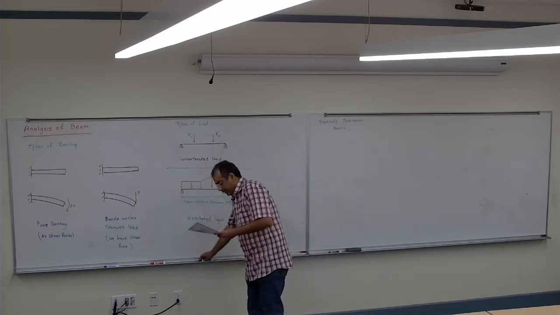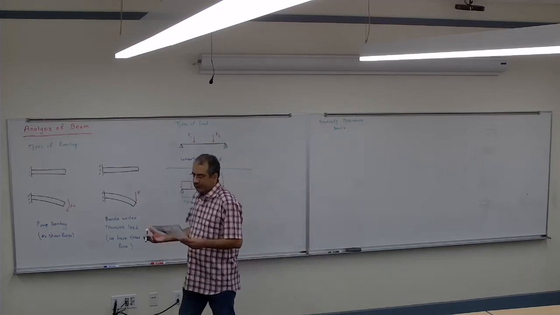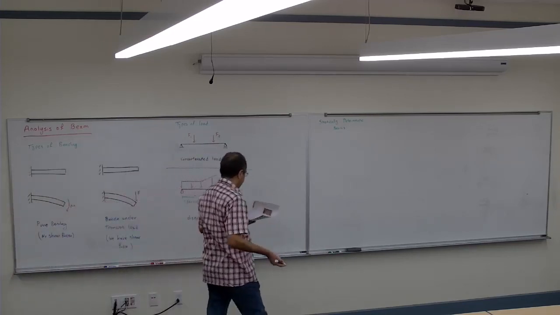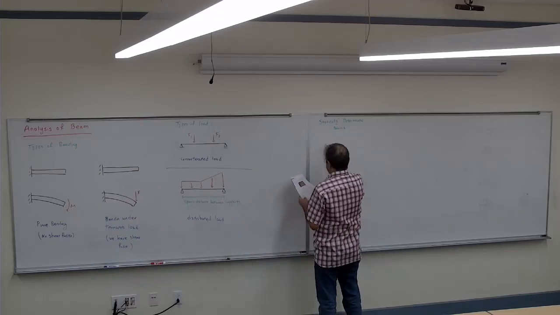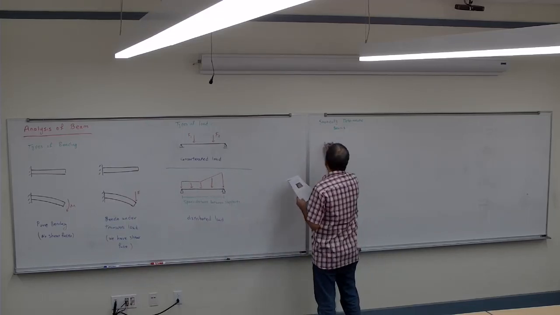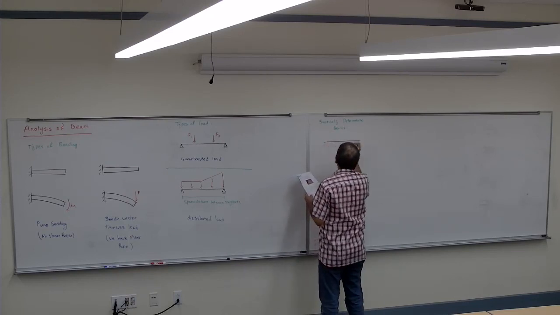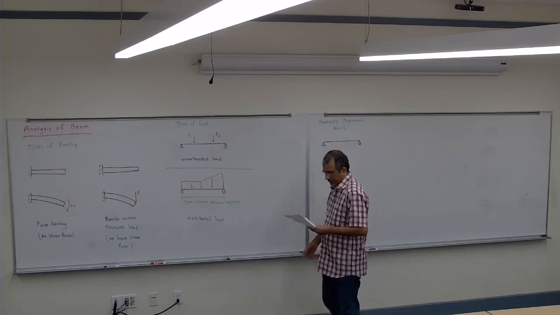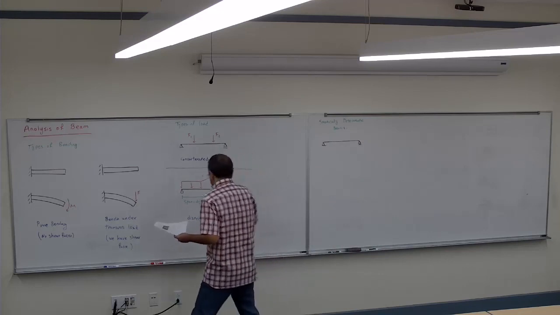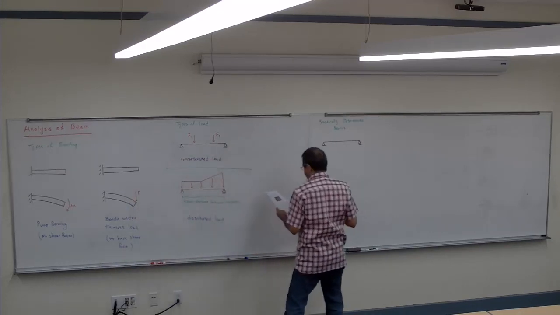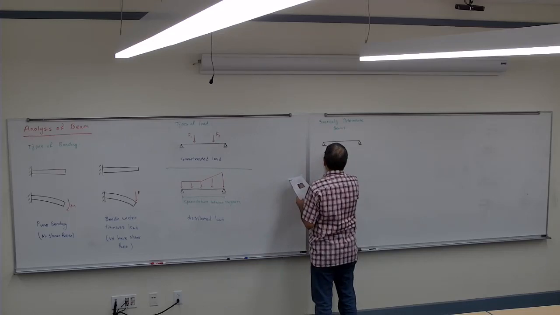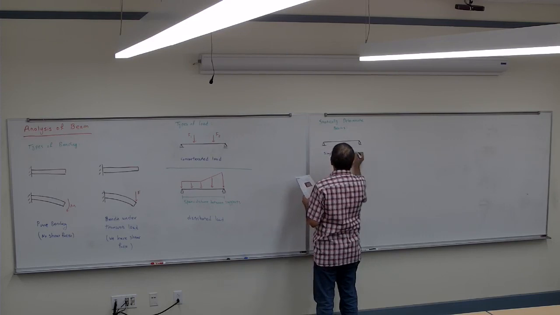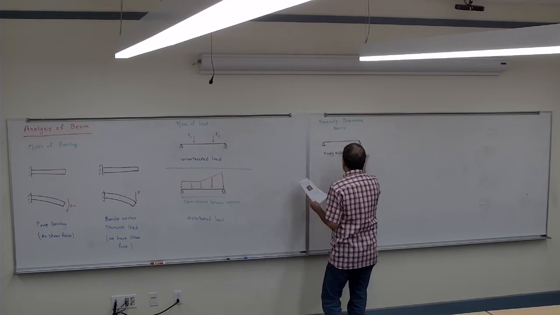So the first one that it's giving is just this very simple beam that has 2 supports, similar to what we have here. So if I have a beam like that, that's called the simply supported beam. So it's very simple.